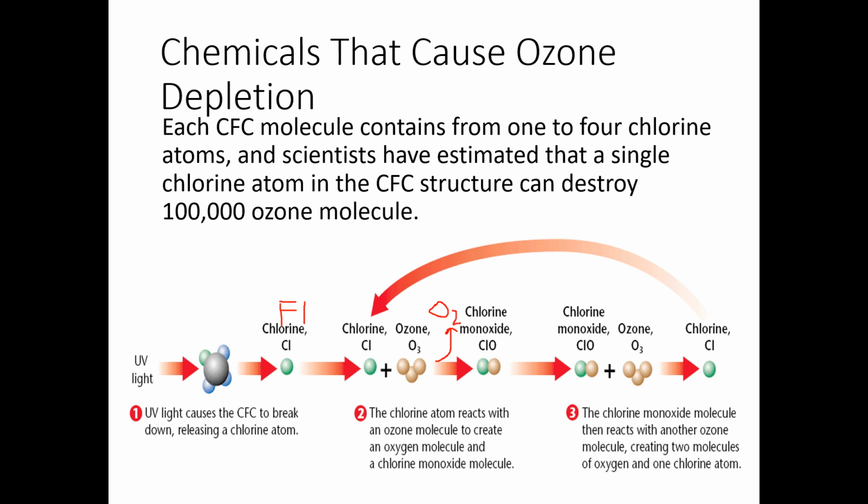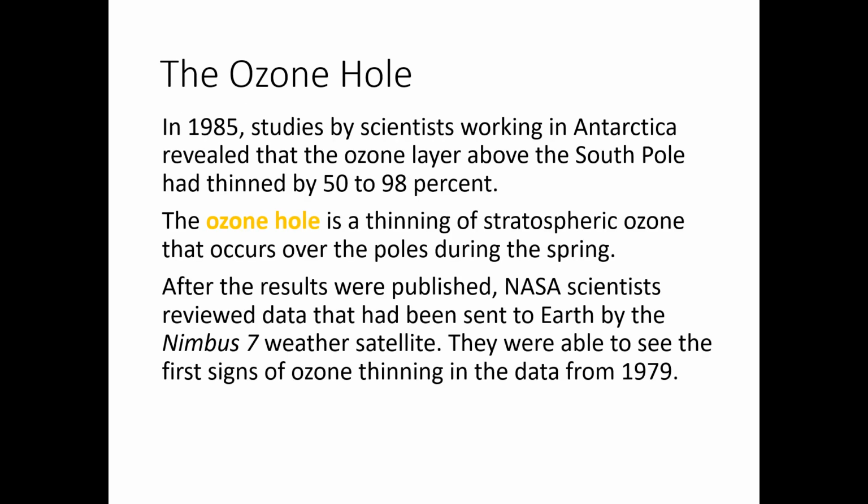This chlorine monoxide can then react with another ozone molecule, doing much the same thing, except that the chlorine is released again and 2 oxygen molecules are produced. Then this original chlorine atom can start the process over again, right back here. What's especially dangerous about this is that just one CFC molecule can destroy up to 100,000 ozone molecules. So pretty powerful stuff.